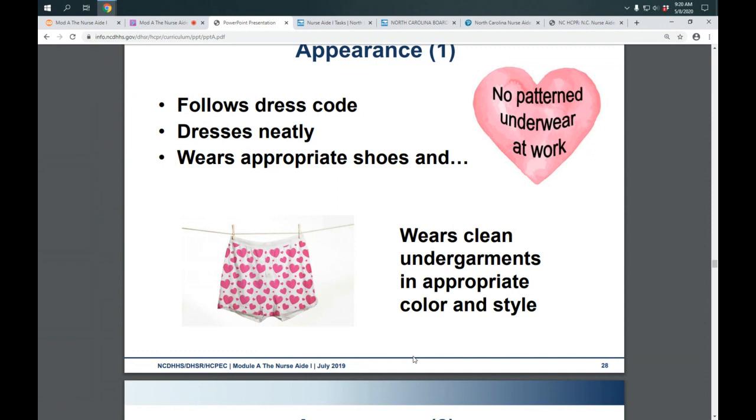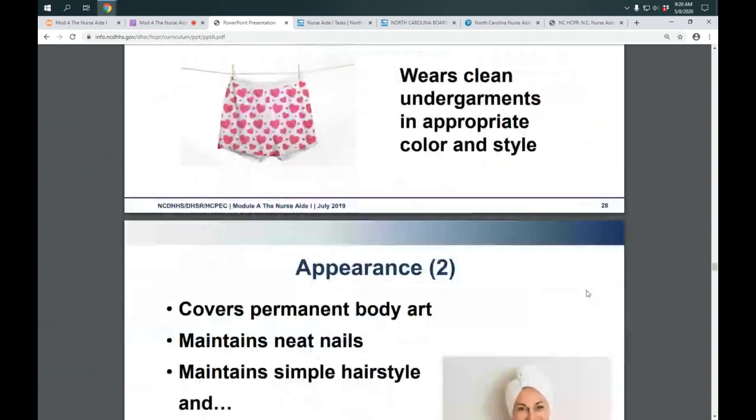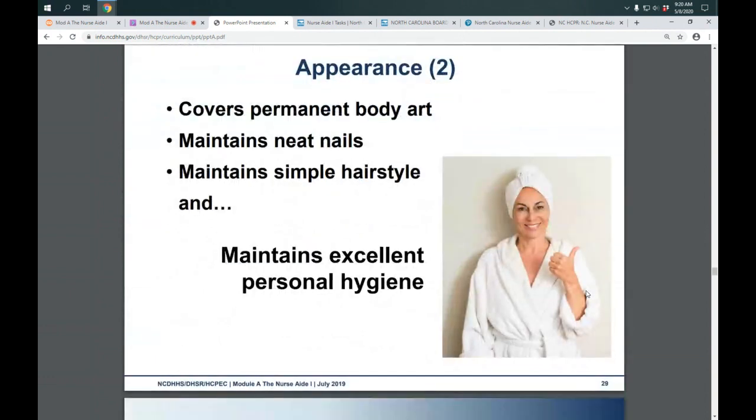So follow the dress code for uniform and jewelry. Dress should be modest, a clean uniform, no tears, no wrinkles. Your badge with your name on it should be visible at all times. Wear clean, non-skid, closed-toed, comfortable shoes, and wear clean undergarments, please. I really hate that that's even in there and has to be said, but it does. That body art, the neat nails, simple hairstyle, all of those things. Again, start with what your facility insists upon.